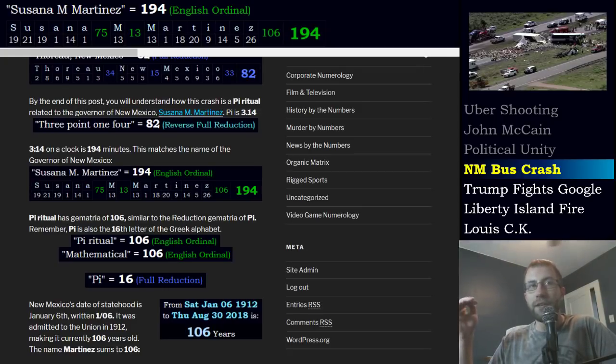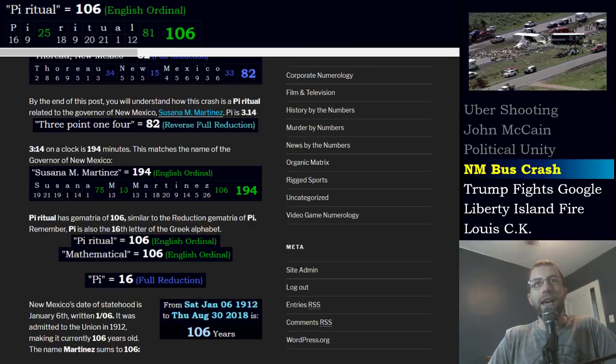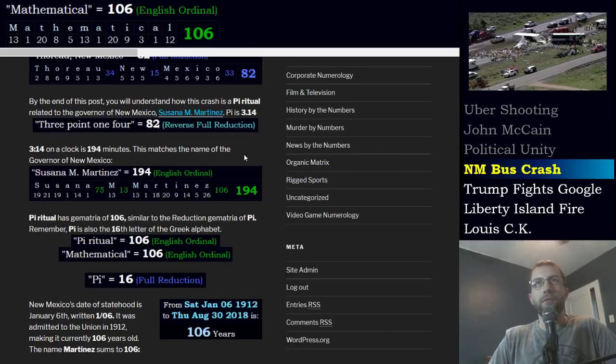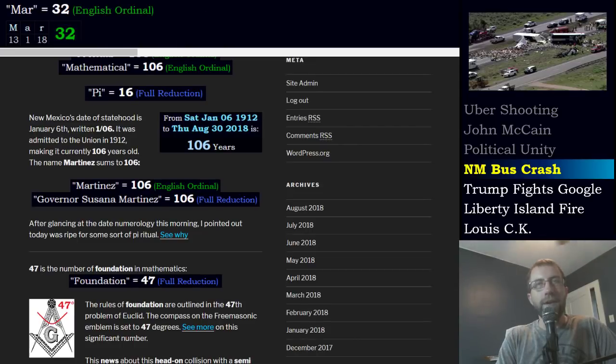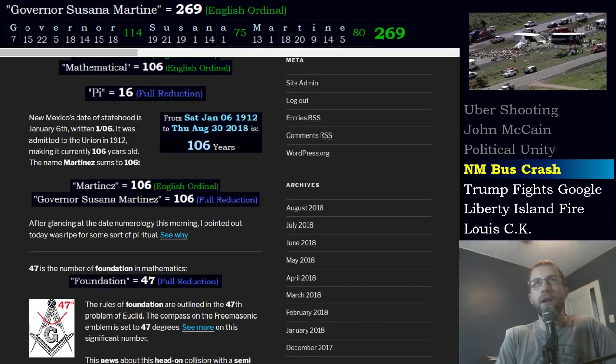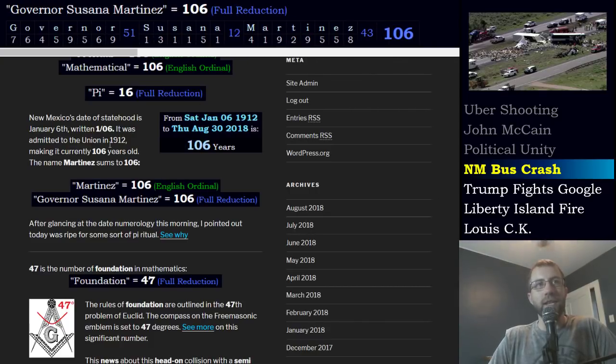And this, too, is going to be a massive pi ritual. So the state of New Mexico, just like Arizona, is also 106 years old. Again, perfect for a pi ritual, which is all mathematical. The name Martinez also has an ordinal value of 106. Governor Susana Martinez equals 106.